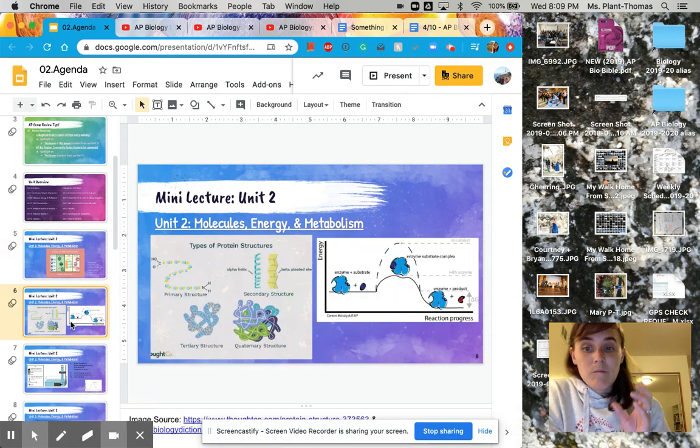Then we zoomed in specifically on proteins, because one type of protein is enzymes. And we spent a whole bunch of time talking about enzymes.